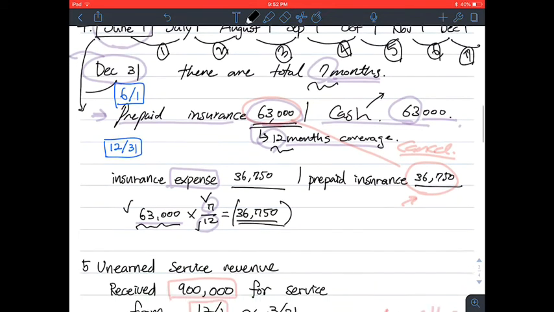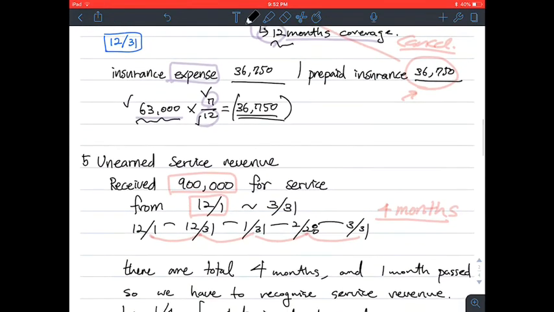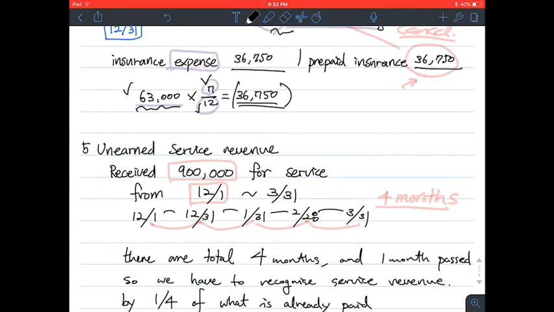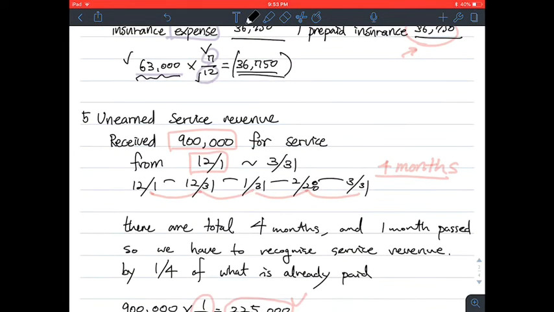Okay? And number 5, it says on December 1st, 2017, Huang collected net $900,000 for consulting service to be performed from December 1st through March 31st. Another counting issue. So it has already received some money, which was $900,000 for their service from December 1st to March 31st. So we have to calculate how many months are there.